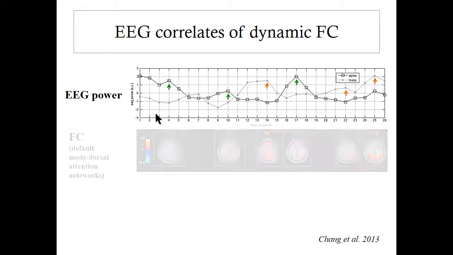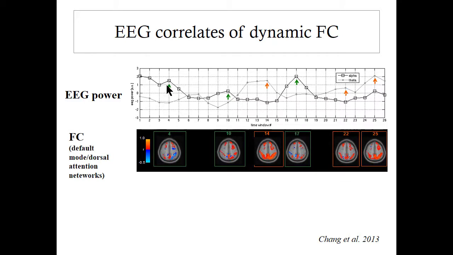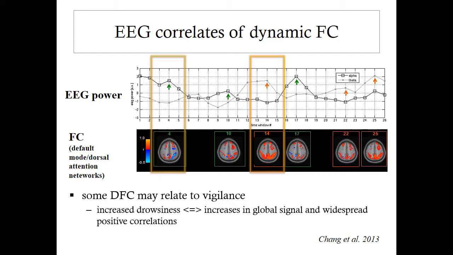And so if we focus on certain windows and try to make maps of the fMRI functional connectivity at those same windows, then what we found here were that at times when the EEG indicated that the subject was likely to be drowsy, we saw more increased positive correlations between our networks, and as well as more globally, compared to times when the EEG indicated that the subject was probably more alert. And so if we're looking at correlations between networks and looking at how those change over time, to some extent they may be linked with vigilance states.